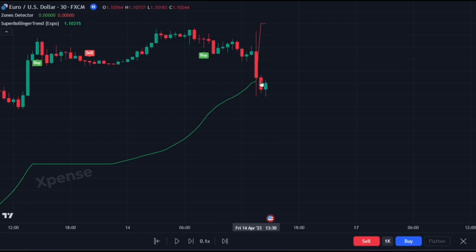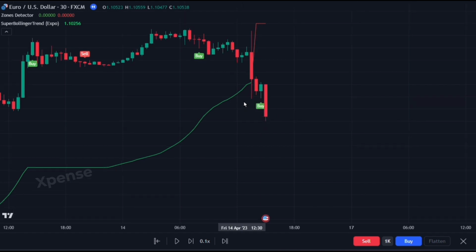Here's a step-by-step example for clarity. The Super Bollinger Trend shifts to red, signaling a bearish trend. A buy label appears on the chart. This marks the retracement phase. The next sell label confirms the end of retracement, indicating it's time to enter a sell position. Place your stop loss at the recent swing high, and aim for a profit target 1.5 times your risk.